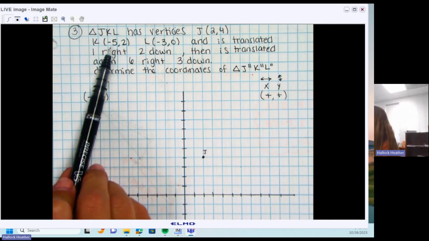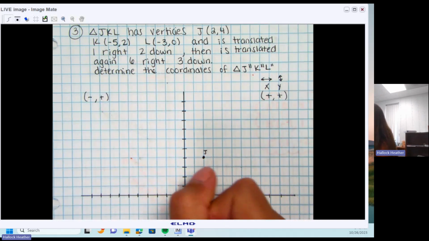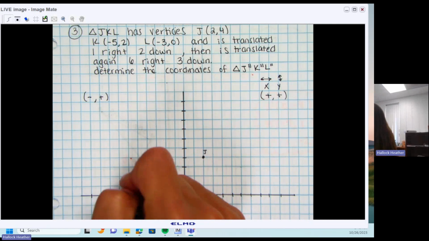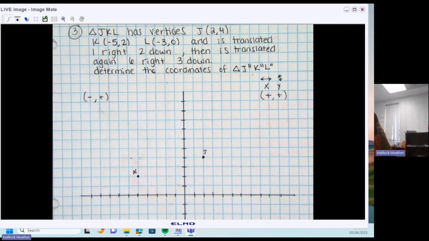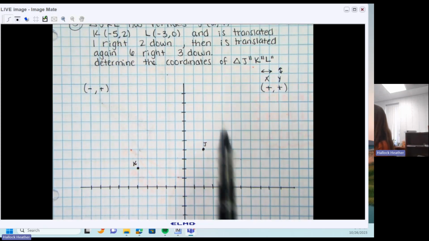K is (-5, 2). So you're going from the origin left 5, up 2: 1, 2, 3, 4, 5, up 2. So this is K. And some people think I'm moving really slow, some people think I'm moving really fast. So if you're good, you can continue without me.